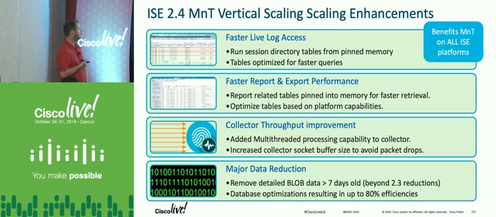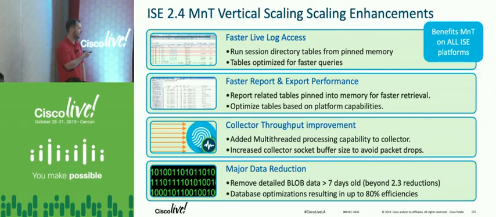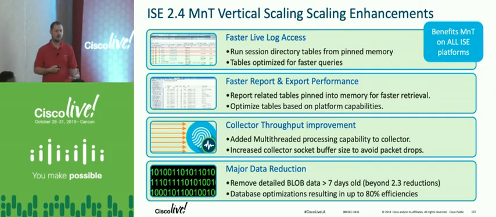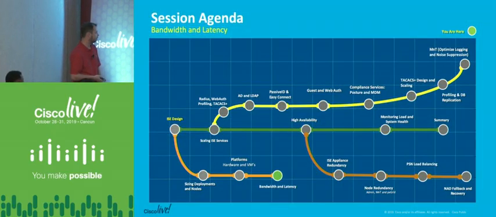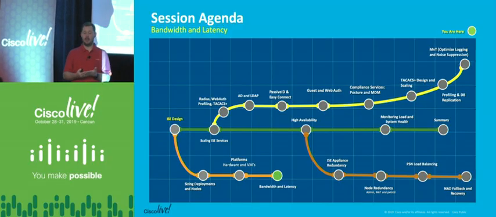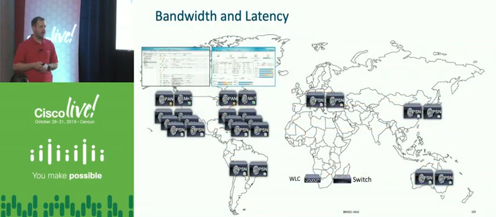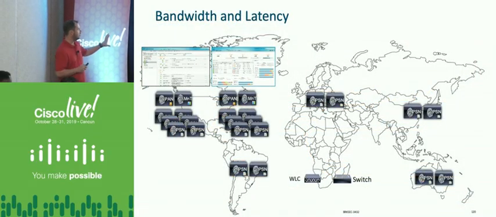So last but not least, faster reports, faster live log, collector throughput improvement, and major data reduction. So we do see quite a bit of benefits by going to that vertical scaling and the Super M&T. So let's jump into bandwidth and latency. With bandwidth and latency, things haven't changed too much.